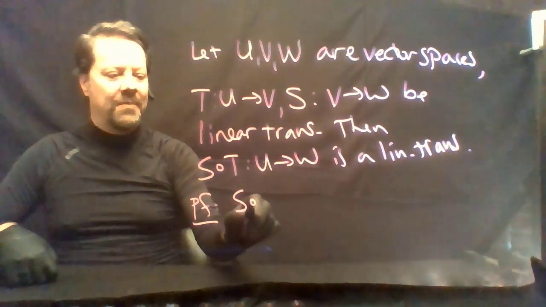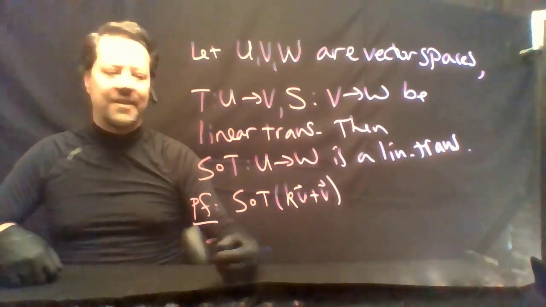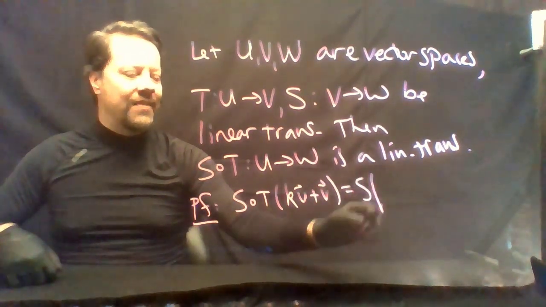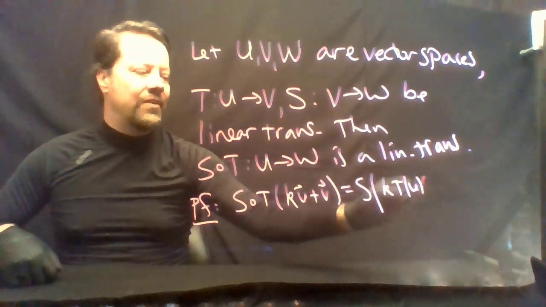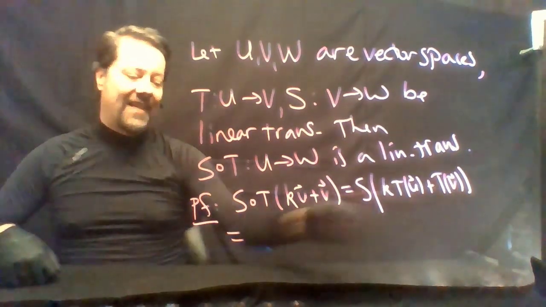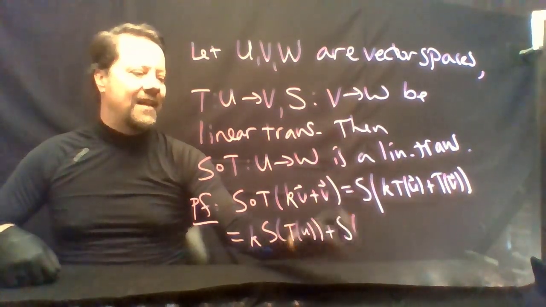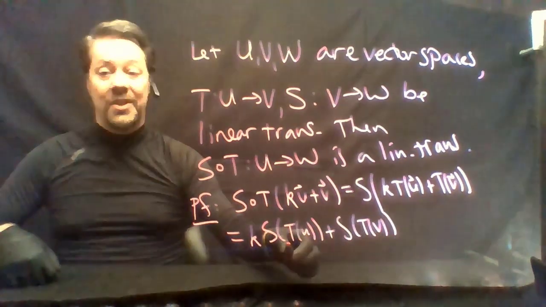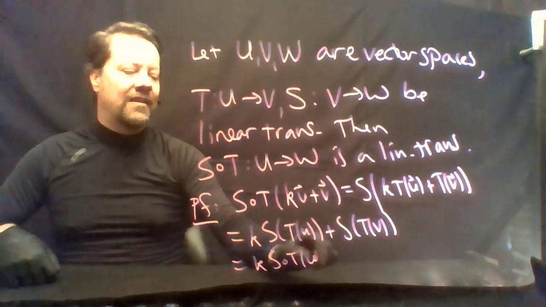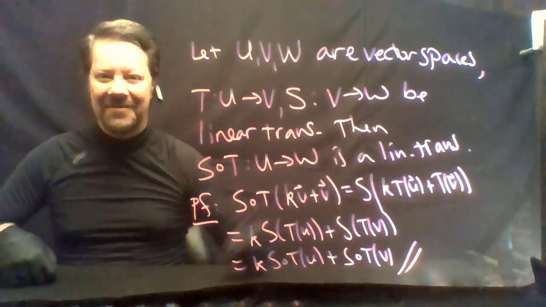Let's take S composed with T of ku plus v for vectors u and v in the vector space U. That gives you S of k T of u plus T of v, and that is k S of T of u plus S of T of v, which is by definition the composition. So we get k (S composed with T) of u plus (S composed with T) of v, and that's the end of the proof.